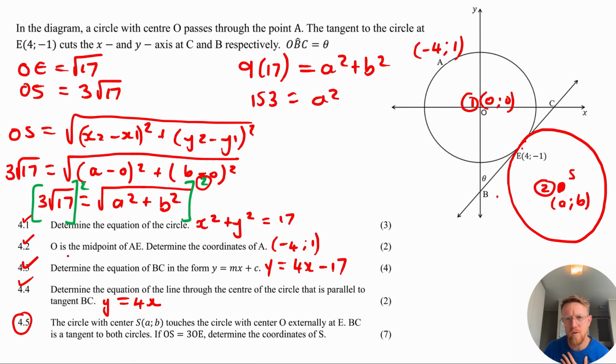153 equals a squared plus b squared. Okay, so there we have one equation, but we have two unknowns. You guys didn't think it was going to be that easy for 7 marks, right? So all we do now is go find another equation.